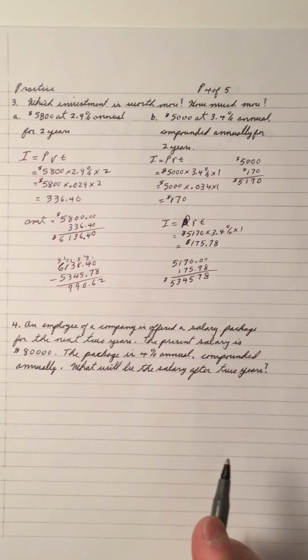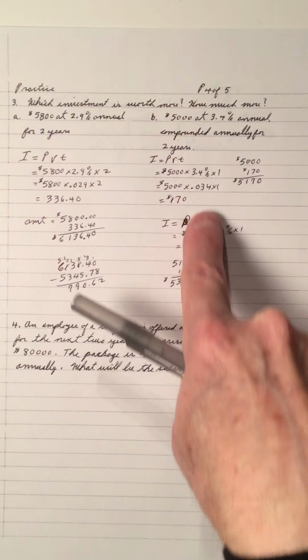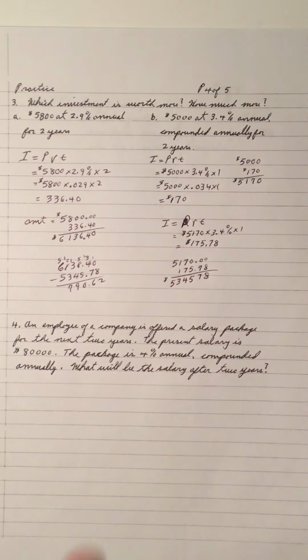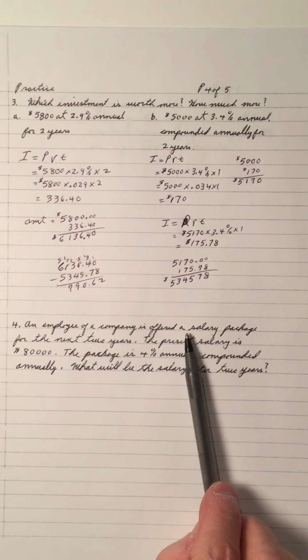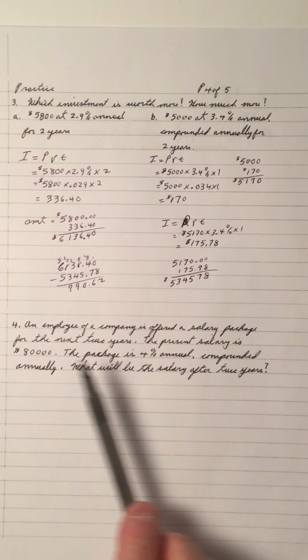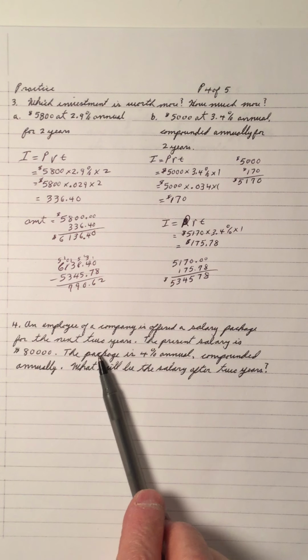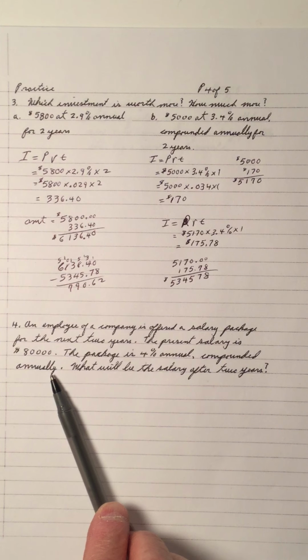But I worked it out. I worked the two of them out. I wanted to do the simple interest and the compound interest to show you the difference. Number 4, an employee of a company is offered a salary package for the next 2 years. The present salary is $80,000. The package is 4% annual, compounded annually.